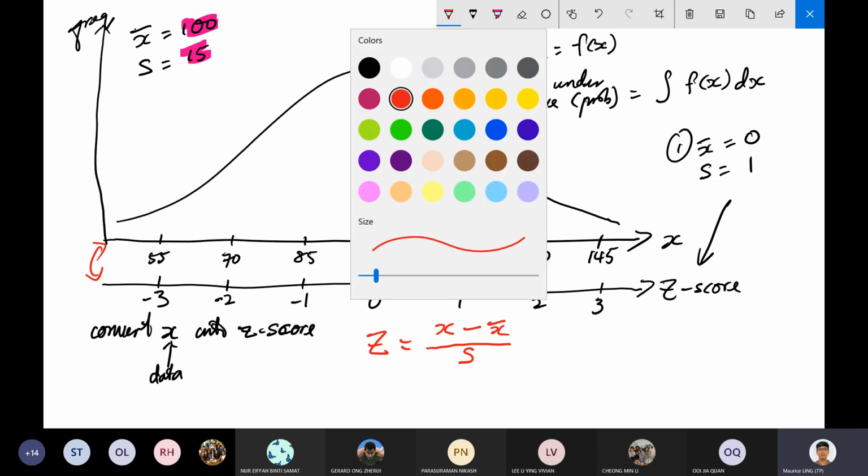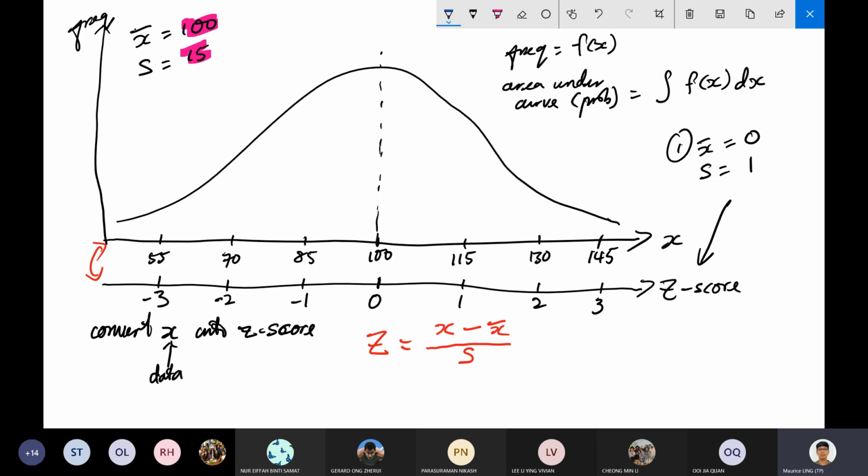Okay, so how does this even work? How do I get from X equals 115 to Z equals 1? That means how do I convert between these two? Okay, so my Z is actually 115, which is my X value, minus the mean, which is 100, divided by the standard deviation, which is 15. So here I end up with 15 divided by 15 equals 1. So that is why it is 1.